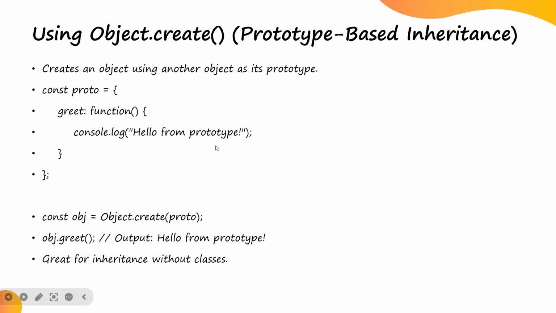This is great for inheritance without classes. But this is advanced. Prototype is advanced, and we'll talk about it in our JavaScript mastery class. Basically, you're using Object.create to create a new object out of an old object. This create can take in null, an empty object, or an existing object.